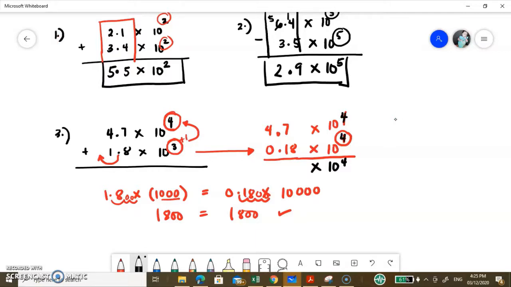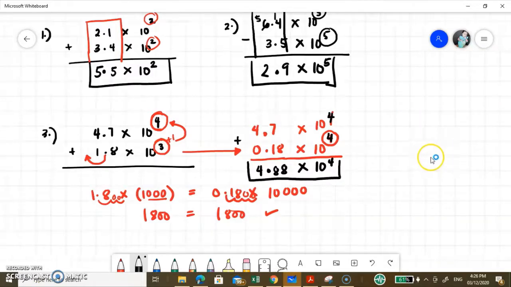Yan, parehas na yan. And then, i-add nyo natin to kasi addition naman ang pinapagawa. We just copy the decimal point. And then, so just bring down 8. 7 plus 1 is 8. And then 4 plus 0 is 4. So, this would be our answer.